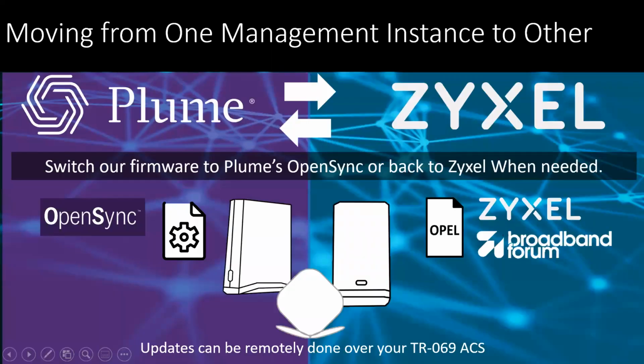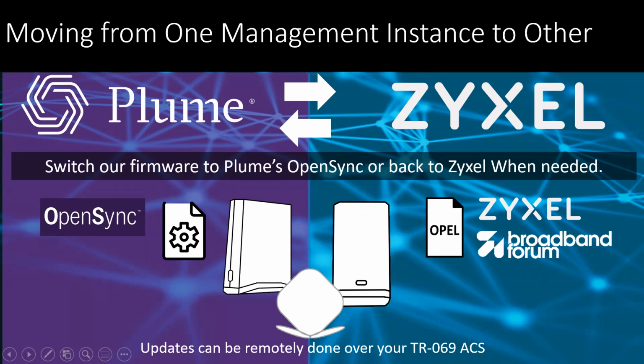Okay, so with Plume, as I mentioned, we've embedded that agent into our firmware, so it'll automatically go to the cloud. But we also have the ability to bounce back and forth. So for whatever reason, if a customer decides they no longer want to use OpenSync, we can always roll back to our Zyxel firmware and the traditional ACS TR69 support.